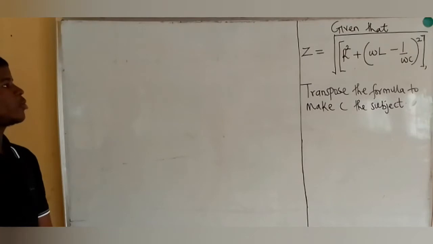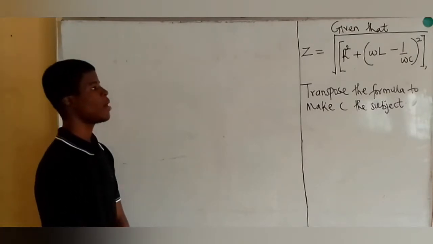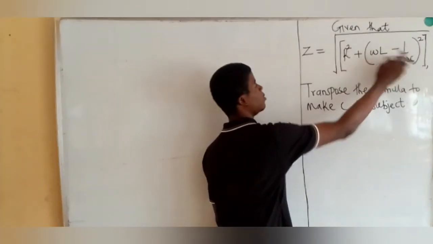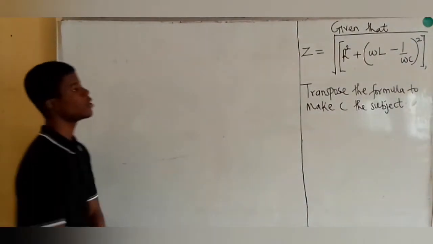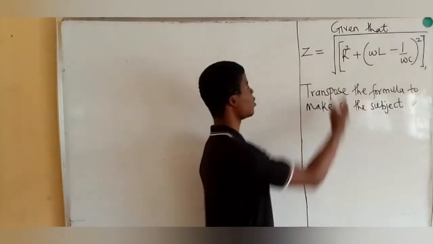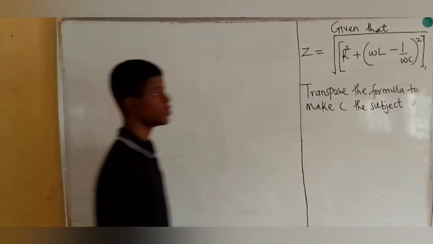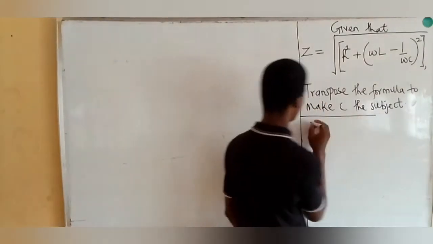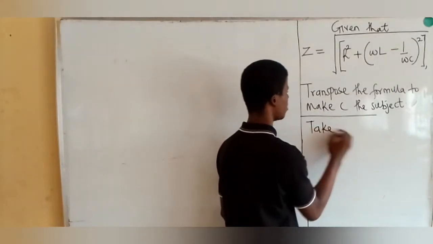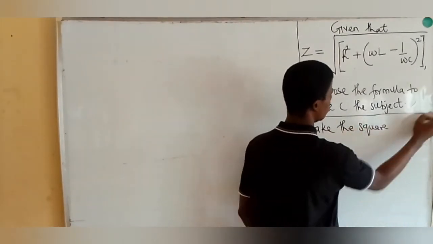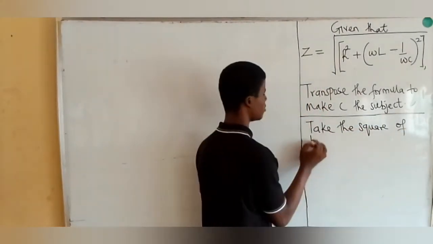Now, Z equal to square root of r squared plus (omega L minus 1 over omega C) all squared. This symbol is omega. It looks like omega. So let's continue. I have to eliminate this square root first. And to eliminate square root, I will take the square of both sides.